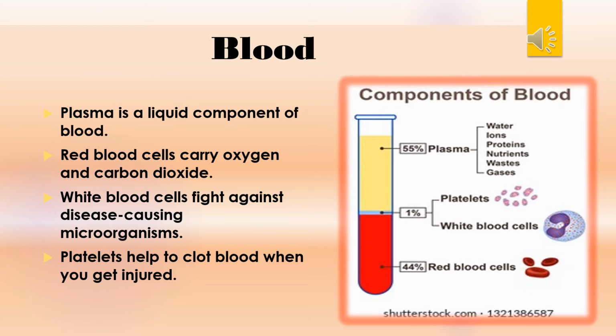Blood. Plasma is a liquid component of blood. Red blood cells carry oxygen and carbon dioxide. White blood cells fight against disease-causing microorganisms. Platelets help to clot blood when you get injured.